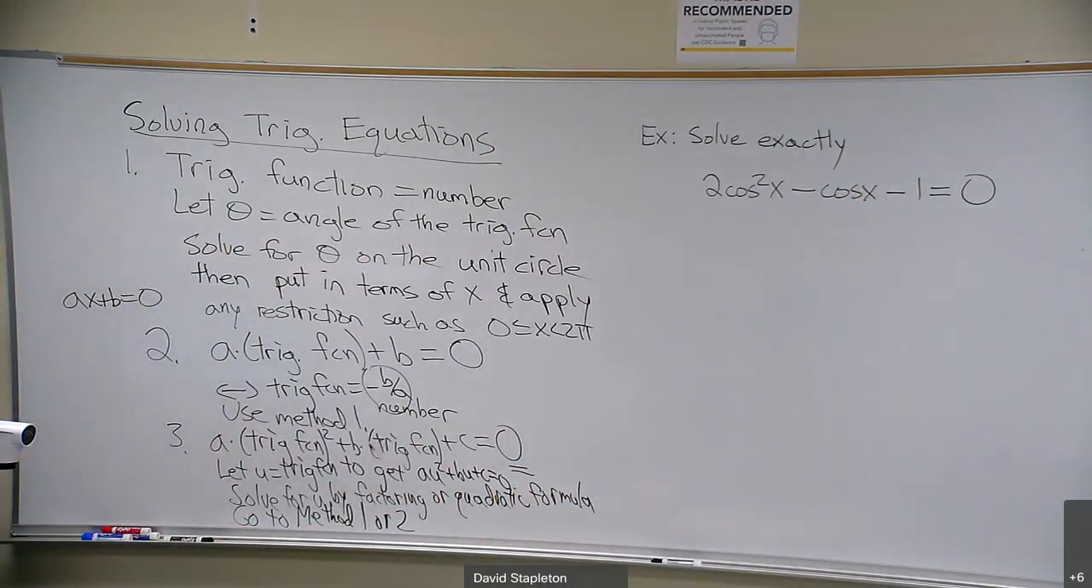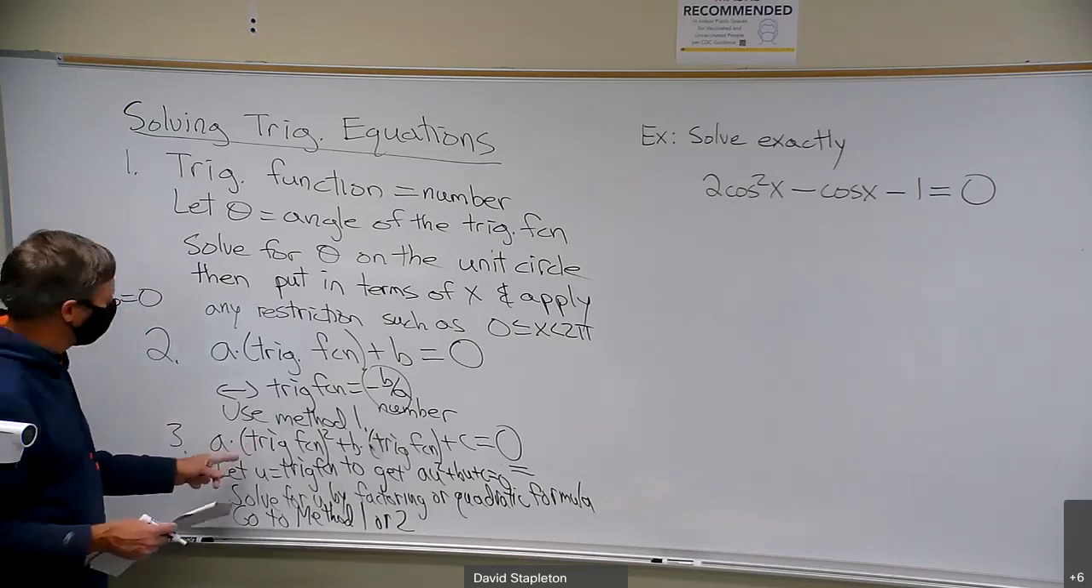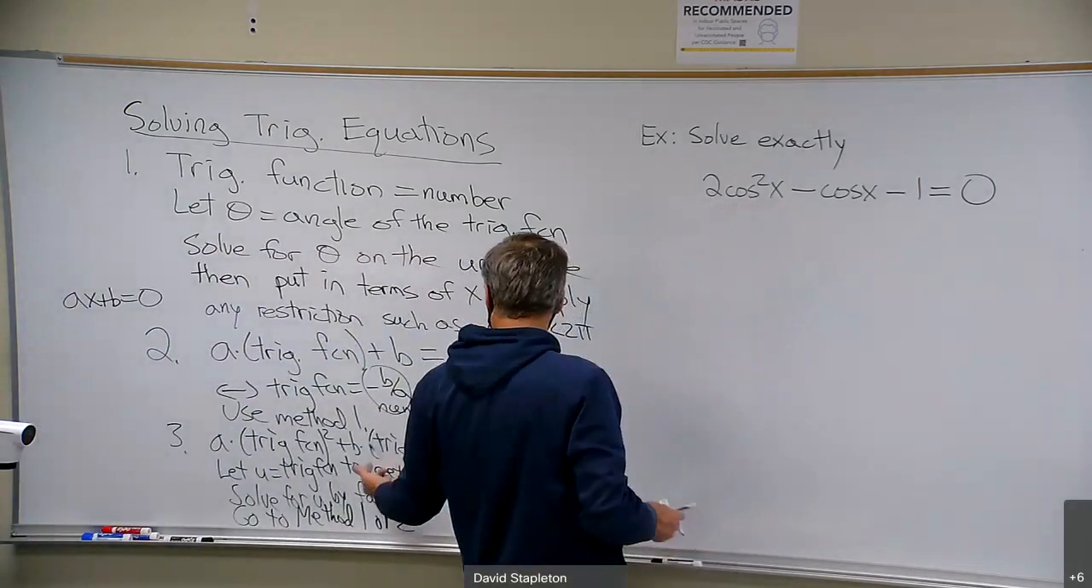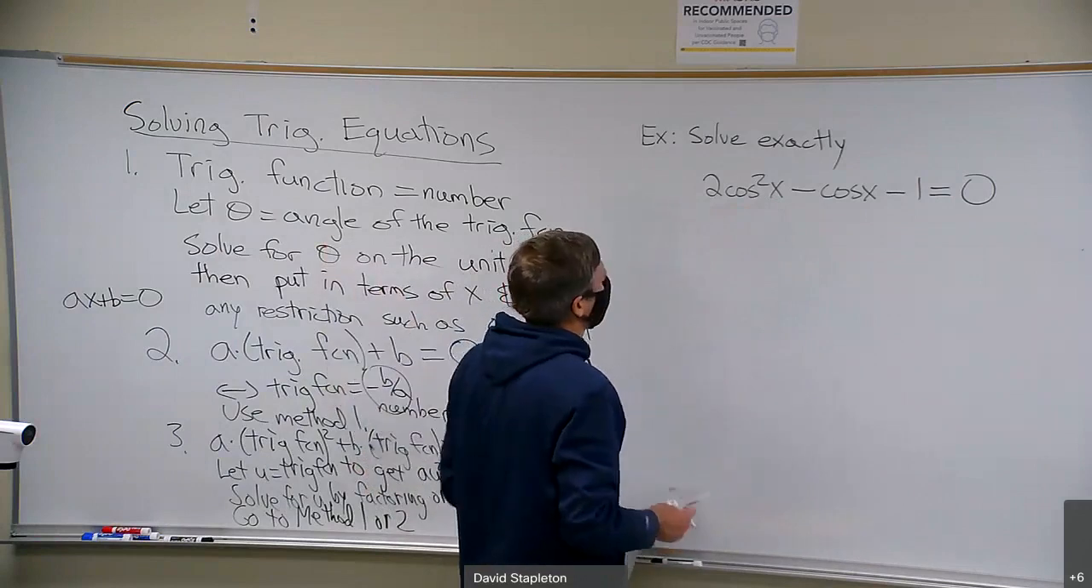Which method do I use? It's like a cooking class. First, do I bake a cake? Do I bake a pie? Or do I make an ice cream sundae? Go to this one because it's got a square. When you see a trig function squared, I'm going to have to use the one for quadratic equation. These don't have squares in them.